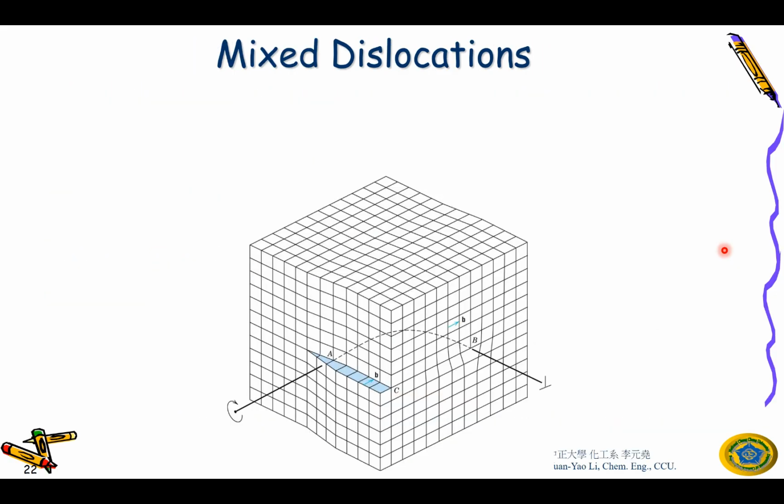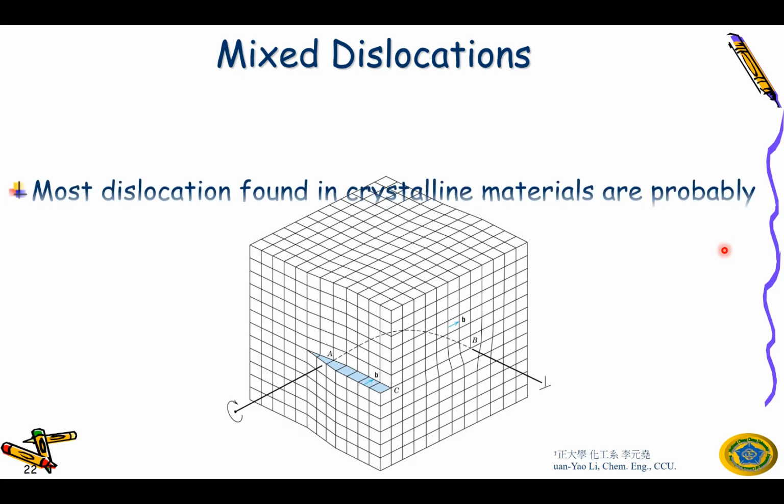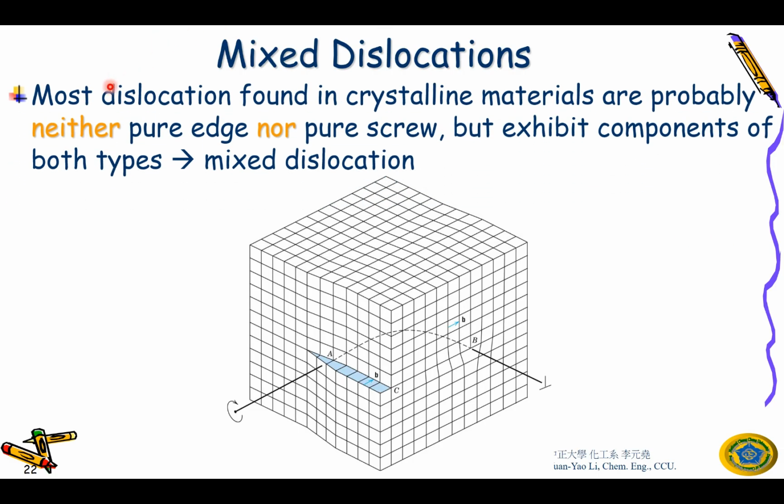The third one is called mixed dislocation. Most dislocations found in crystal materials are probably neither pure edge nor pure screw. In the real case, it is very difficult to find a pure edge or screw dislocation; they are mixed. Those that exhibit components of the two types we call mixed dislocations. This is one example of a mixed dislocation.